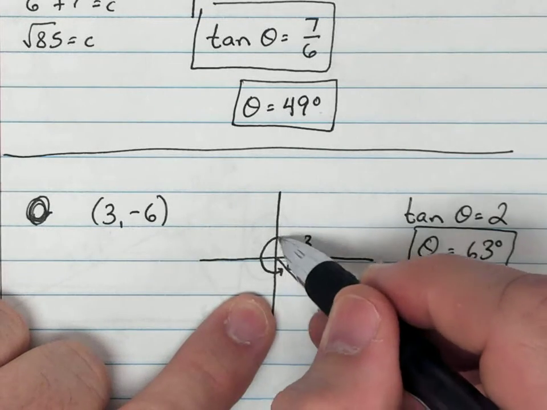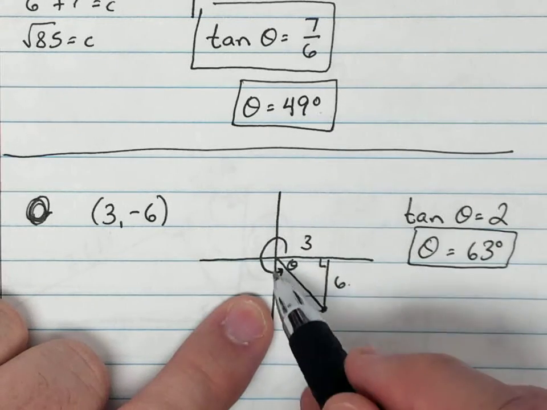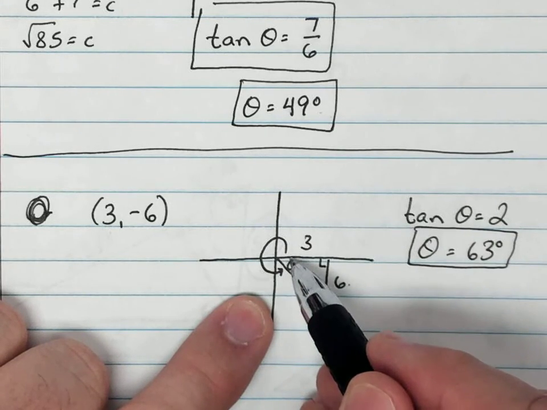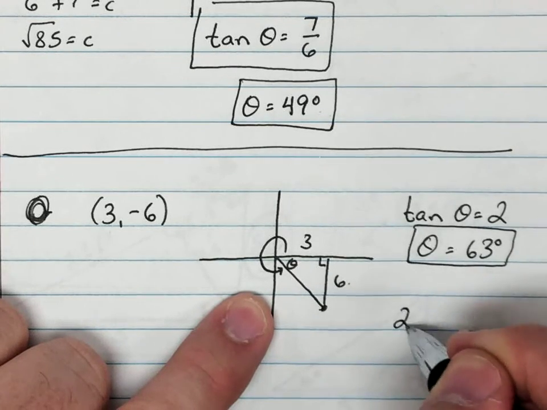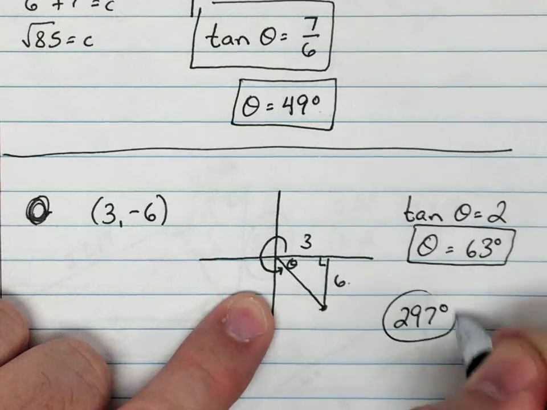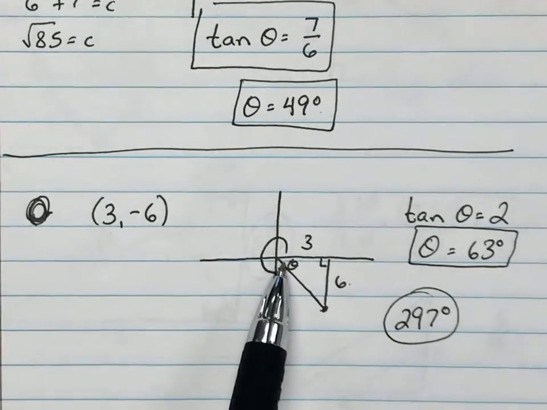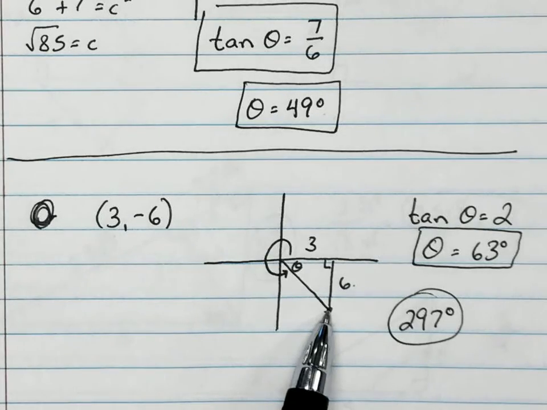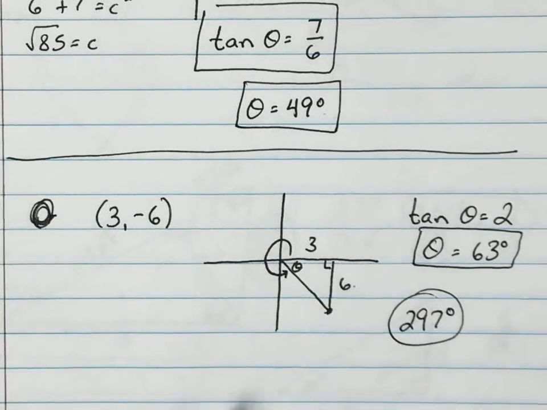But I want to know what this angle is, the angle from here around to there. All the way around would be 360, but I didn't go all the way around. I'm 63 degrees short, so that would be a 297 degree angle. So the angle formed by the line that passes through 3, -6, that terminal side of that angle, would make a 297 degree angle.